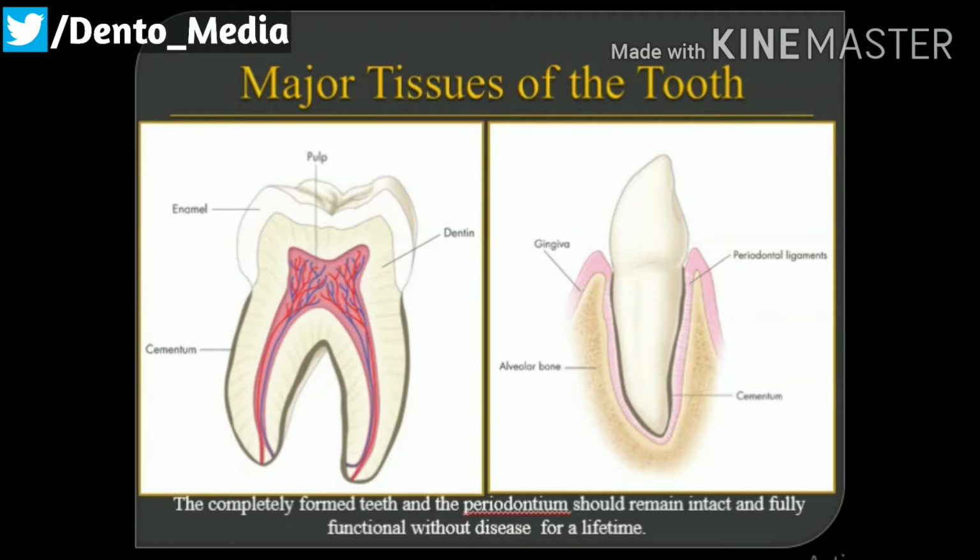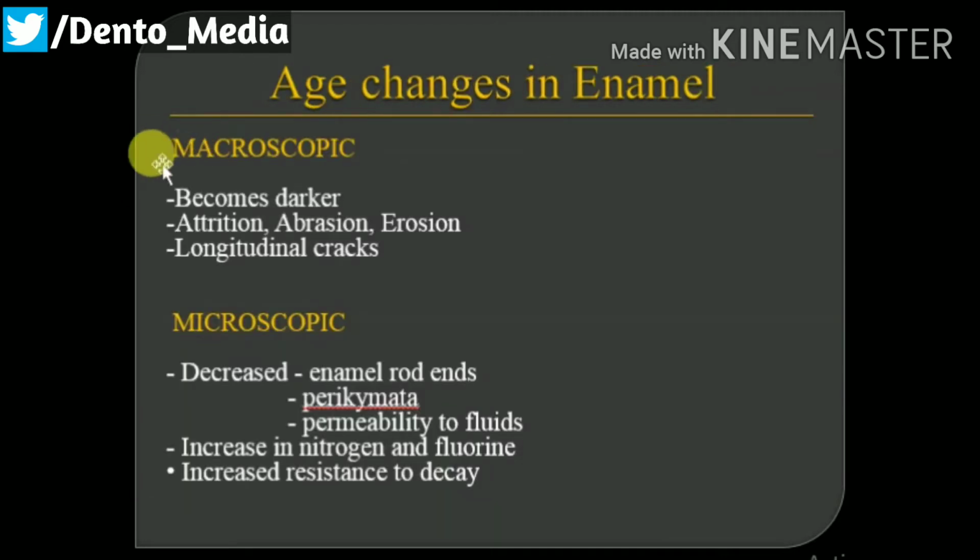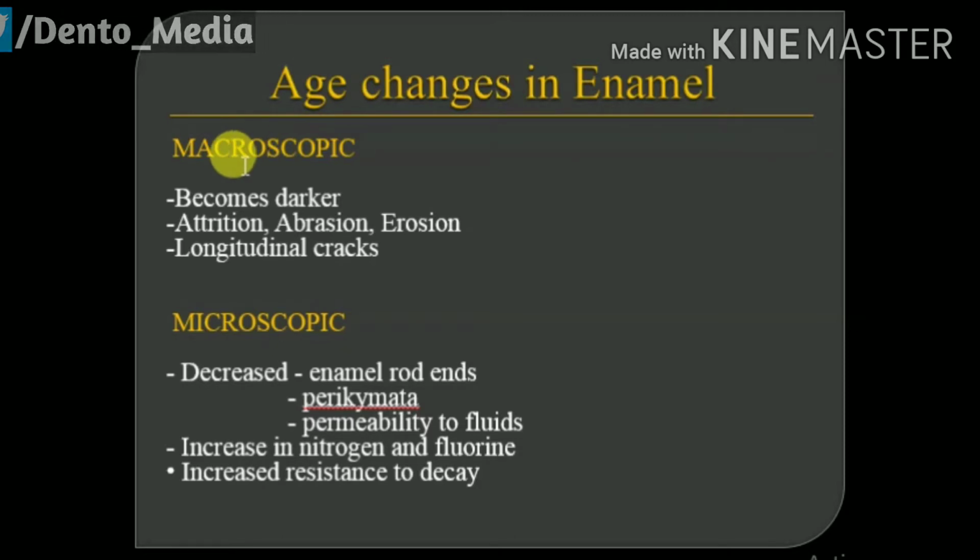So if we talk of the 8 changes in enamel, beginning with the first tissue, we have 8 changes at macroscopic and microscopic level. So at macroscopic level, the enamel becomes darker, attrited, abraded, eroded, and we can see longitudinal cracks. And at microscopic level, if we talk of histological sections, we see decreased enamel rod ends, perikymata decreased, permeability to fluids is decreased, it becomes more opaque, increase in nitrogen and fluorine, and increased resistance to decay.